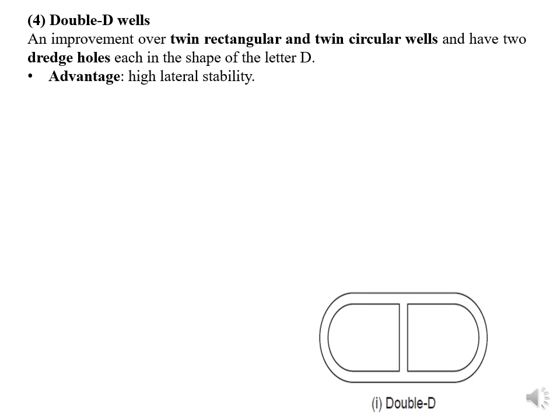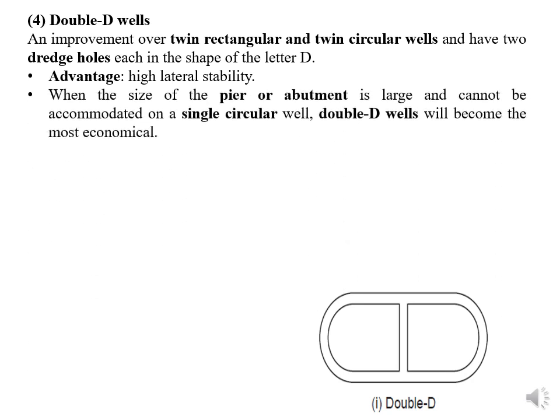It has high lateral stability. Lateral stability means this foundation can take more stresses when the water pressure in the river from the upstream side is very high. It will be more stable, right? There is no chance of movement or tilting or collapse. So that advantage is there. When the size of the pier or abutment is large and cannot be accommodated on a single circular well, what can we do? Double D wells will become the most economical.